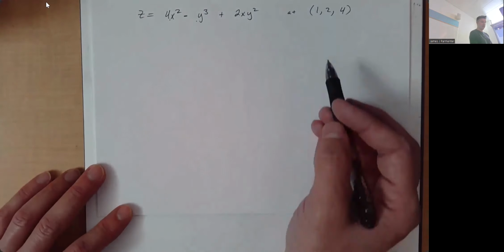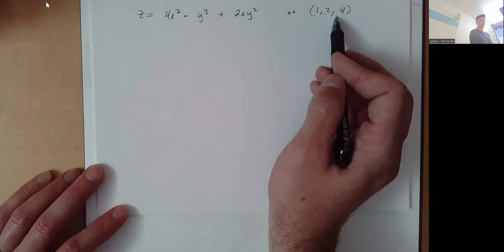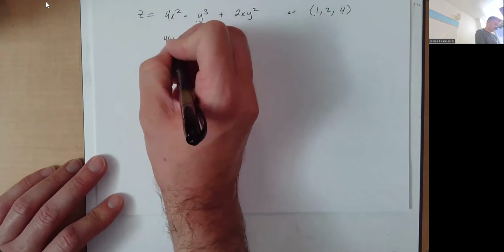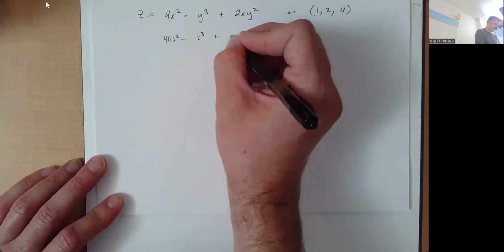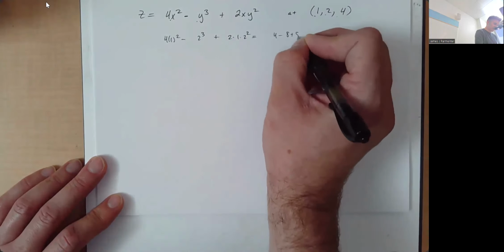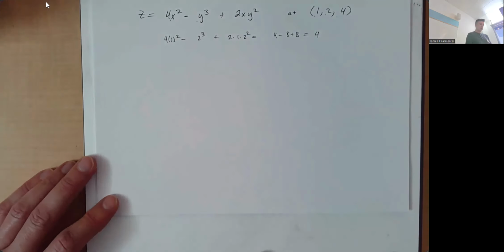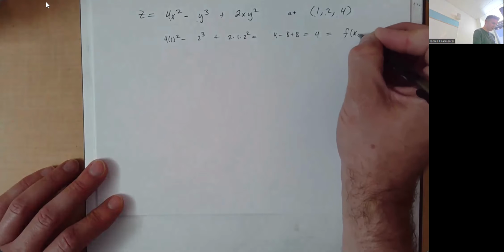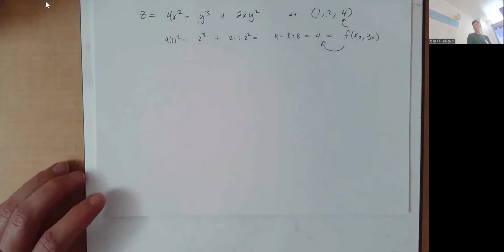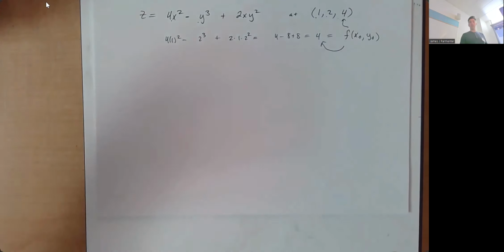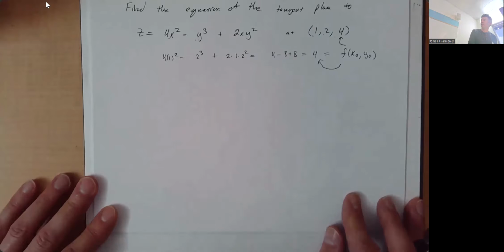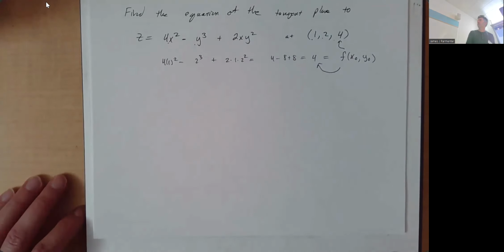If you plug in 1 for x and 2 for y, you should get 4 for z. It's not a bad idea to check. 4 times 1 squared minus 2 cubed plus 2 times 1 times 2 squared. I'm getting 4 minus 8 plus 8, which is indeed 4. That is your f of x naught, y naught. It's just the z value when you plug in the x and y coordinate that you've been given. Sorry, yes, I did change the directions: find the equation of the tangent plane to this.